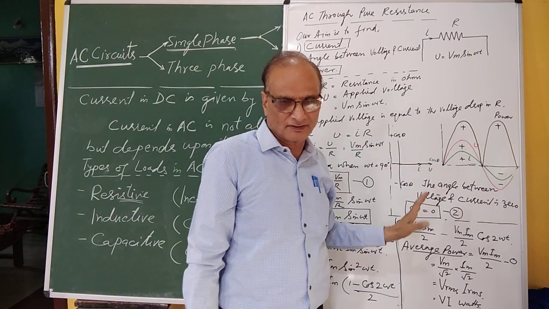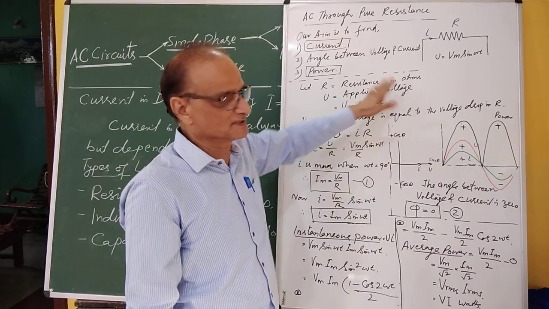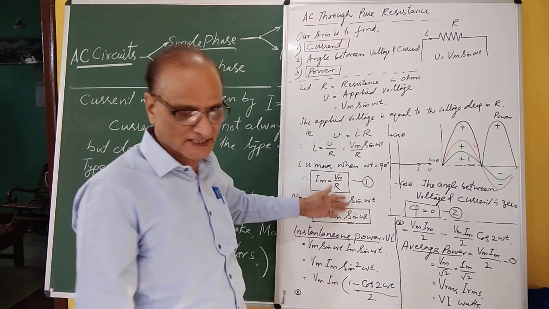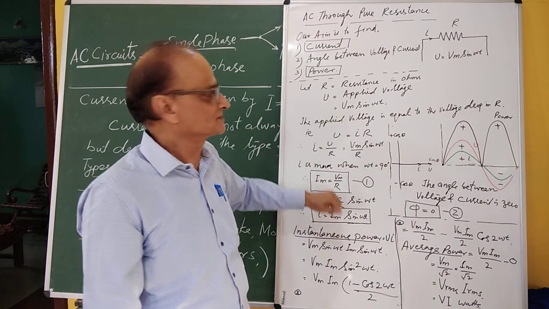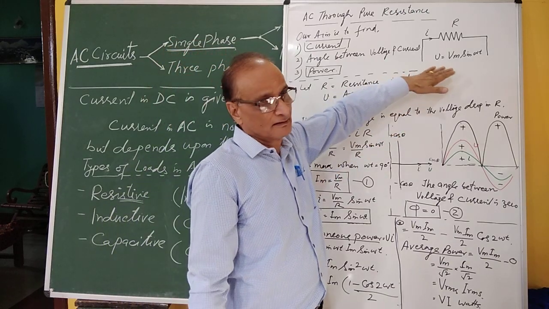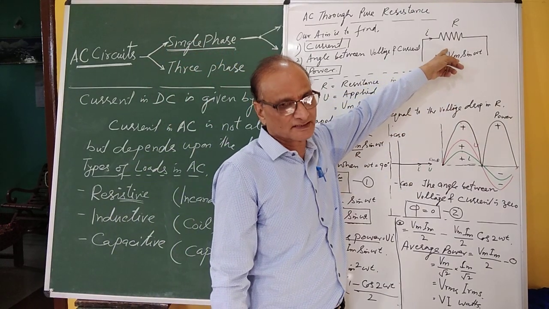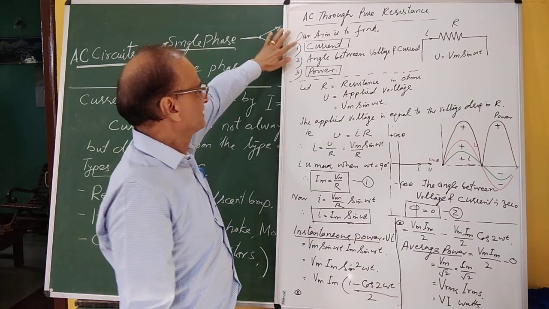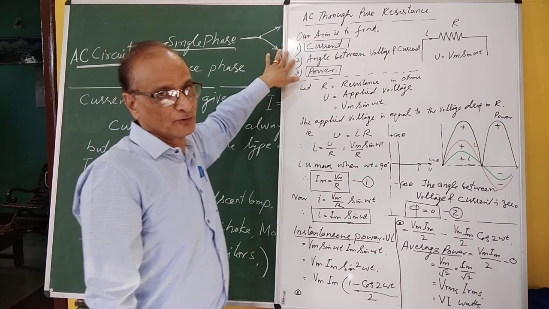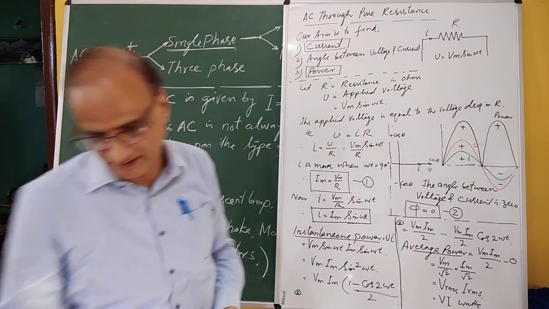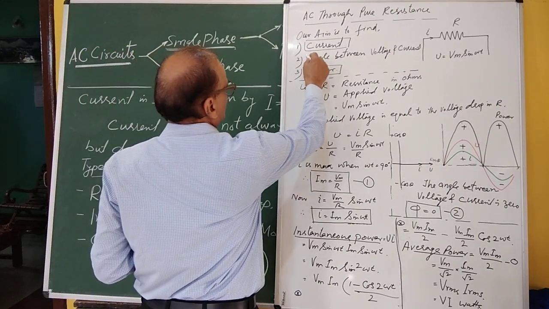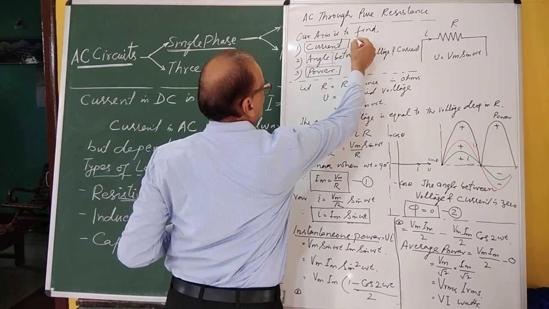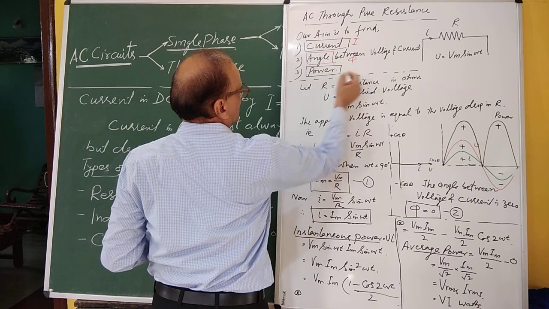Practically pure resistance is not available. We are assuming that it is a pure resistance, but any conductor or coil has inductance as well as capacitance in small values. So we are neglecting inductance and capacitance effects in resistance and assuming that it is a pure resistance. Our aim in this case is to find the value of current, angle between voltage and current, and power. These are our three aims: current I, angle phi, and power P.